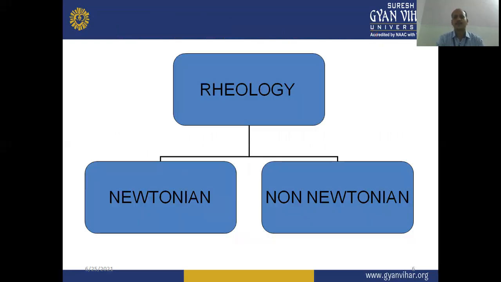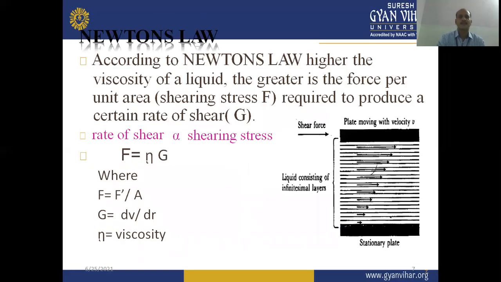So when we go through the broad classification of rheology based on the behavior of different liquids, they can be classified as Newtonian and non-Newtonian. Based on their different characteristic features and flow properties, rheology can be divided into two types. One is the Newtonian behavior, and the second is the non-Newtonian behavior of liquids.